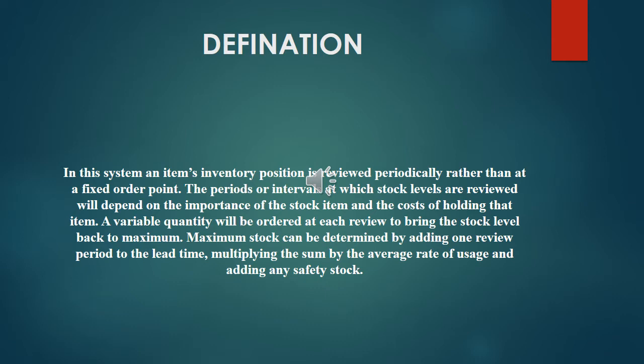But for continuous system, we review our materials every day, every hour, every time we do a transaction. The material balances are recorded. But for periodic review system, we review our materials after a particular period of time, after several periods of time: 1 week, 1 day, 1 month, quarter, and year. That is what we call periodic review system.